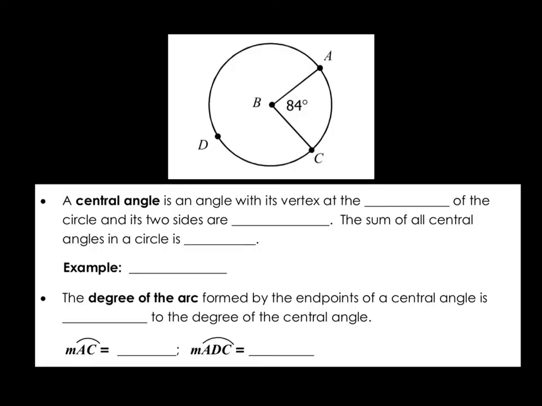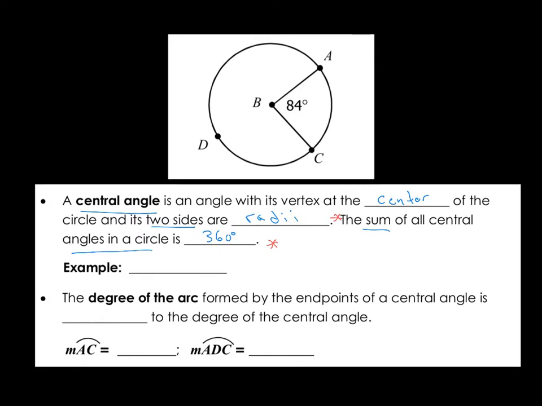As you recall, the central angle is an angle with its vertex at the center of the circle, and its two sides are radii. That's the plural of radius. The sum of all central angles in a circle is 360 degrees. Now this is the first big deal that we want to pay attention to. The sum of all central angles inside of a circle is 360 degrees.